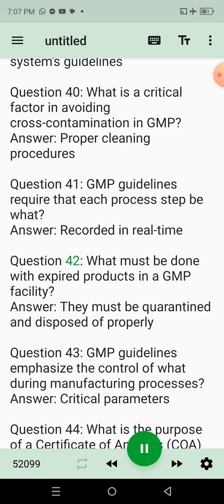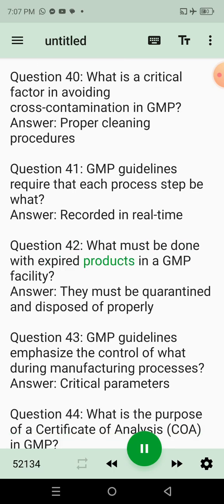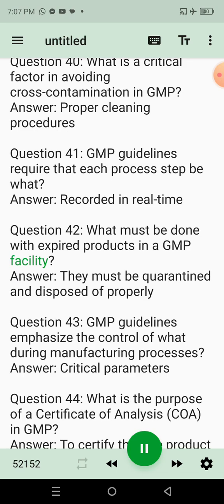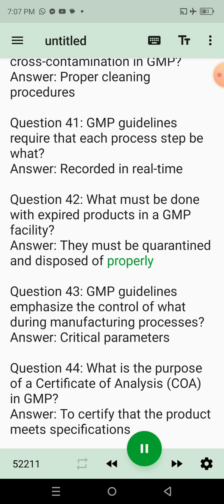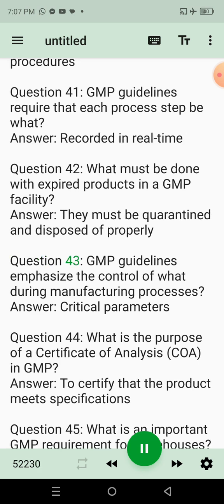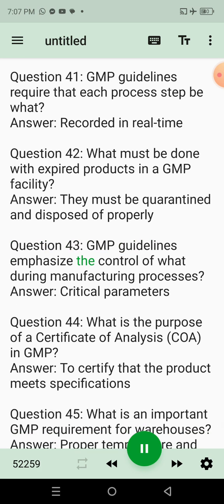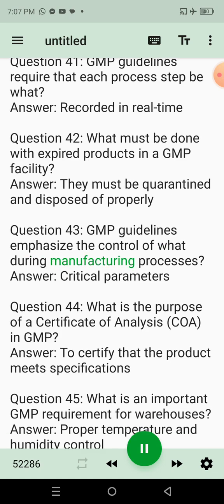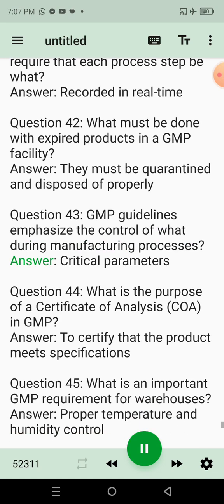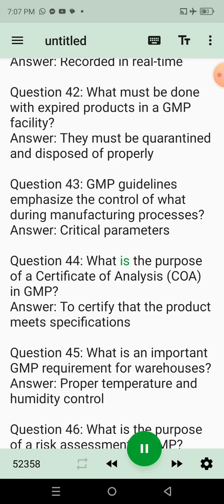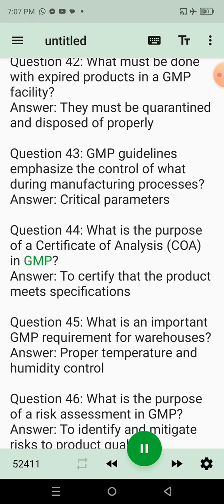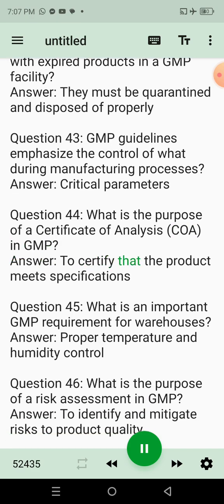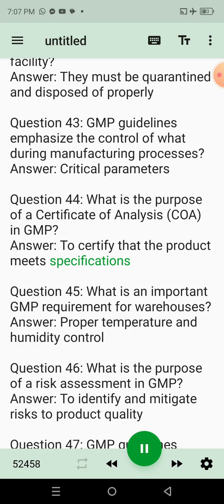Question 42. What must be done with expired products in a GMP facility? Answer: They must be quarantined and disposed of properly. Question 43. GMP guidelines emphasize the control of what during manufacturing processes? Answer: Critical parameters. Question 44. What is the purpose of a certificate of analysis (COA) in GMP? Answer: To certify that the product meets specifications.